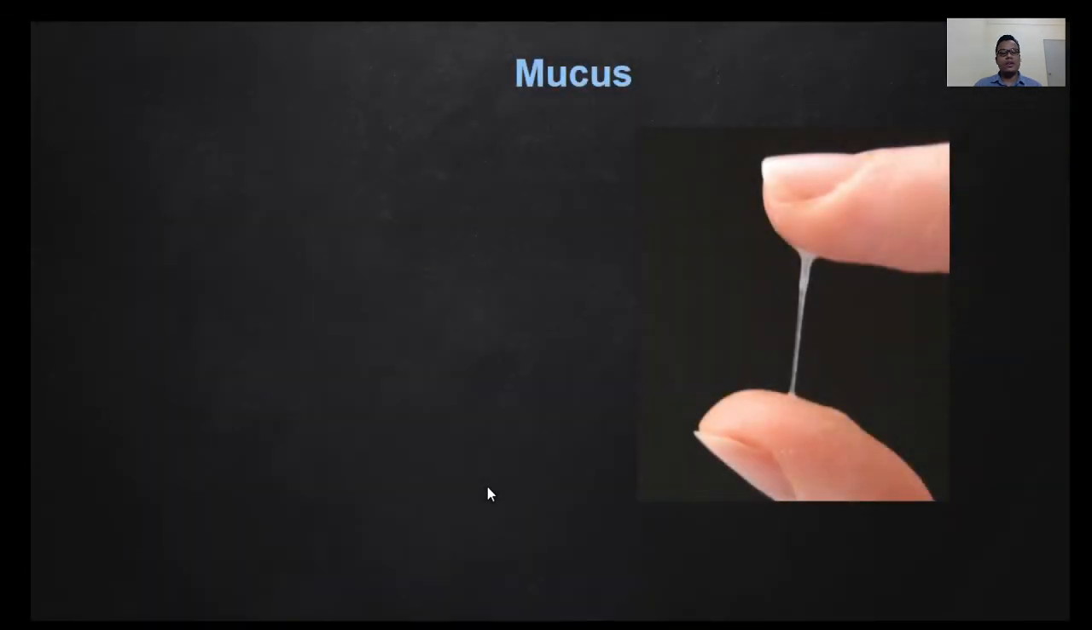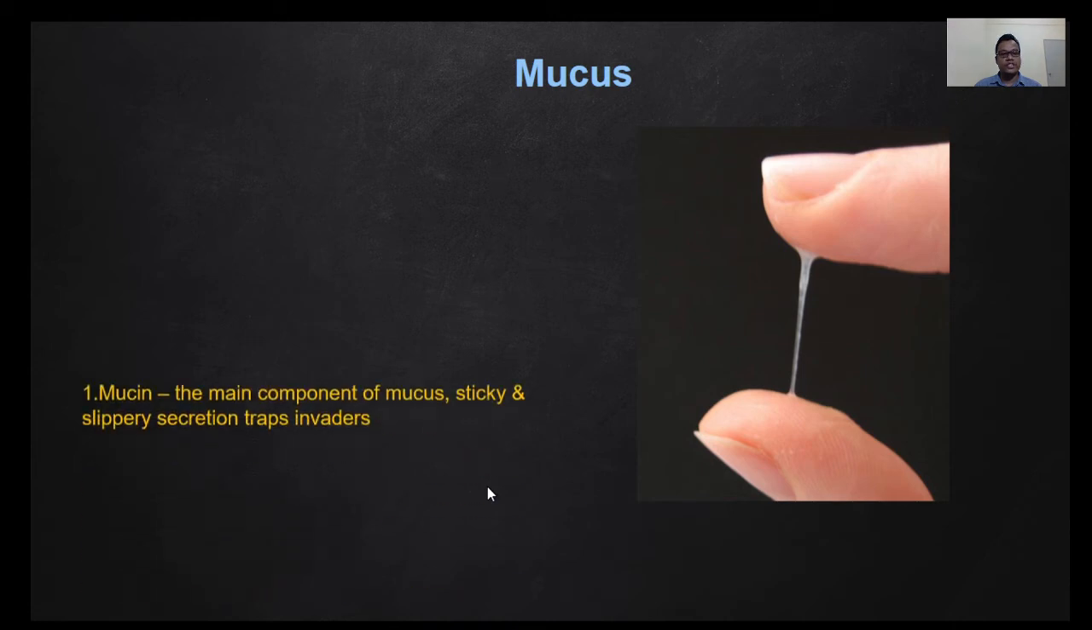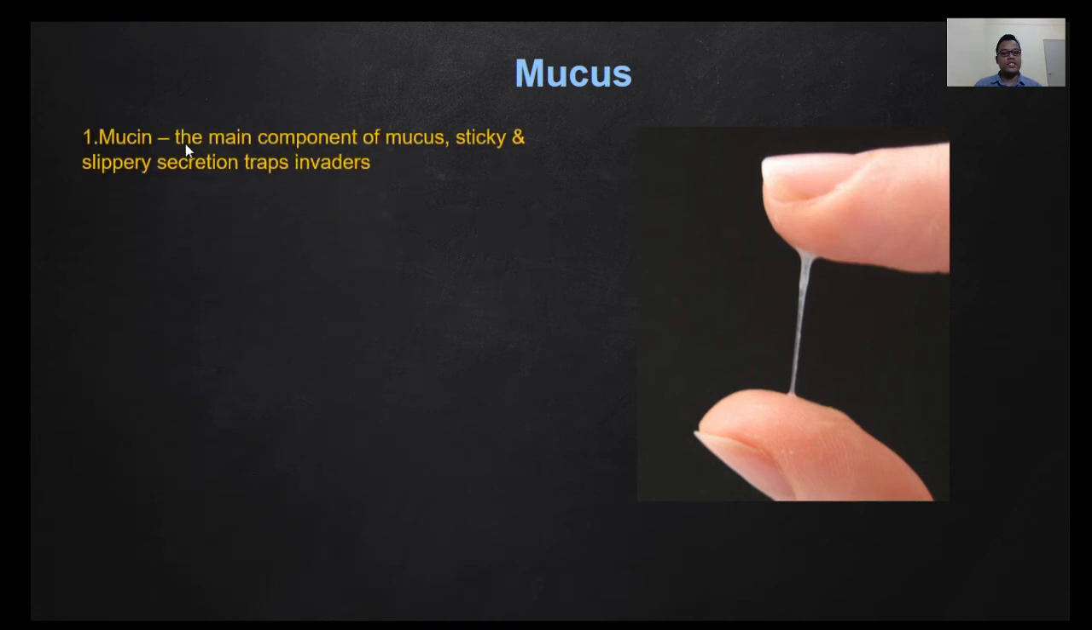The main characteristic of the mucous membranes is that they are lined by mucus. This mucus consists of mucin, the main component of mucus, which gives the characteristic sticky and slippery secretions that enable them to trap invaders.